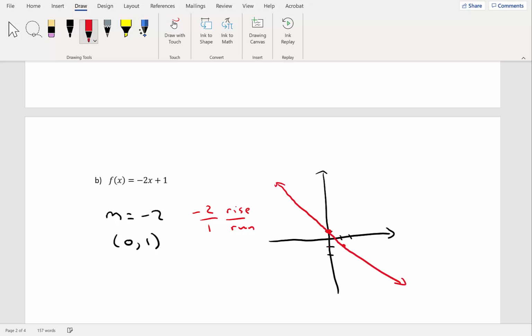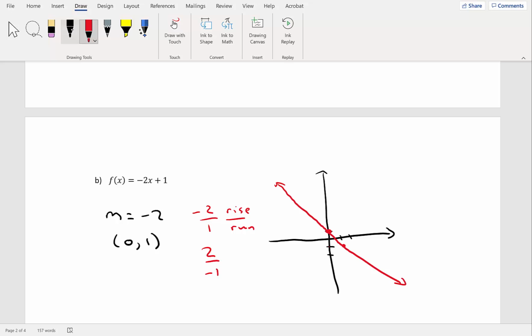So just be careful here, because that minus sign, you only attach it to one of those numbers. You either attach it to the top or you attach it to the bottom. Now, if we attached it to the bottom, so if we wrote this as 2 over -1, this is still the same as -2 over 1.